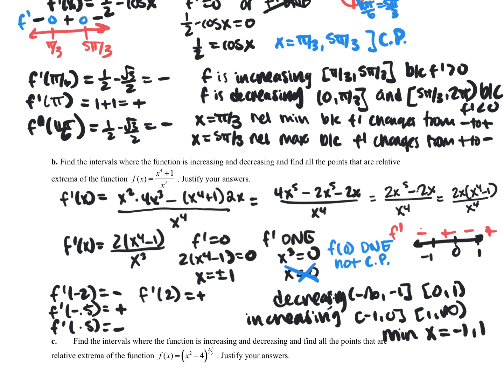This is the tricky part. Do we have a maximum at 0? No, why not? It's not a critical point, right? It doesn't exist. There isn't a point there. It can't be a maximum. It's a vertical asymptote, so there would be no max here. Okay, 0 is not a critical point. So this is what I mean by the tedious parts, the tricky parts.